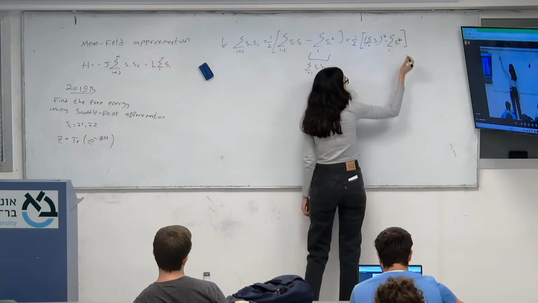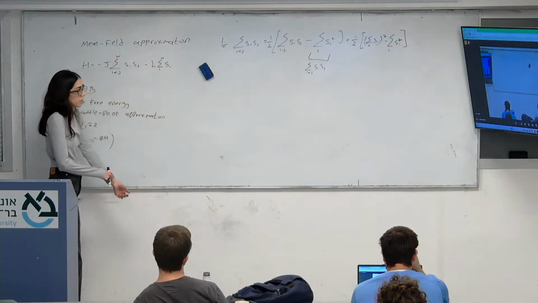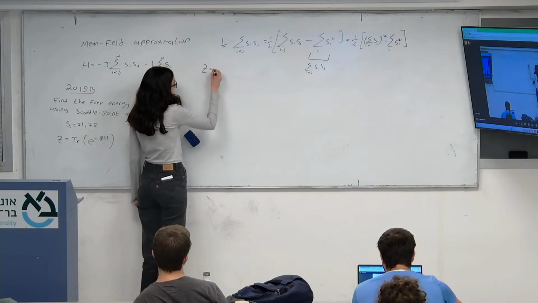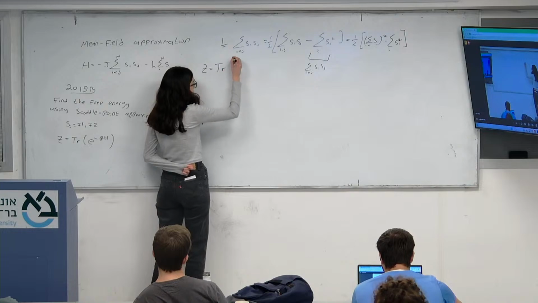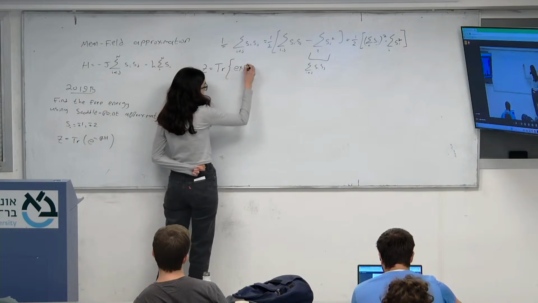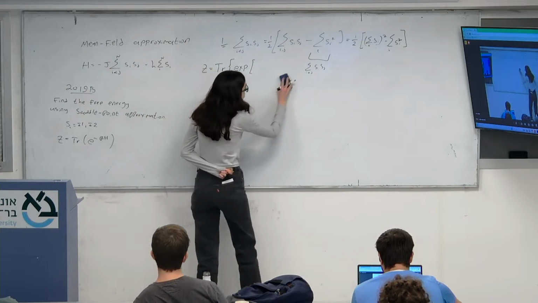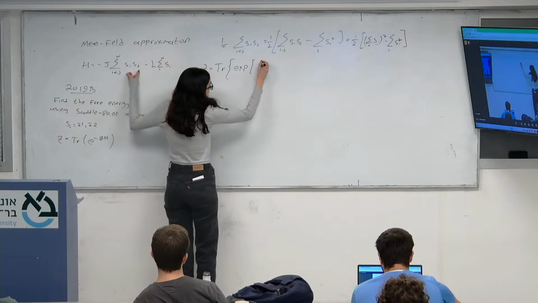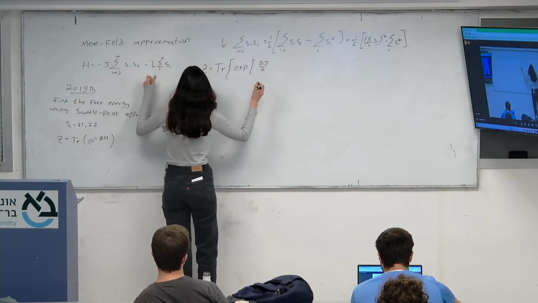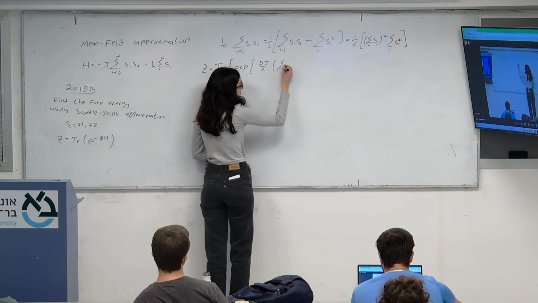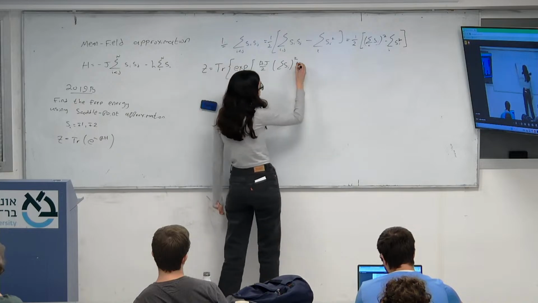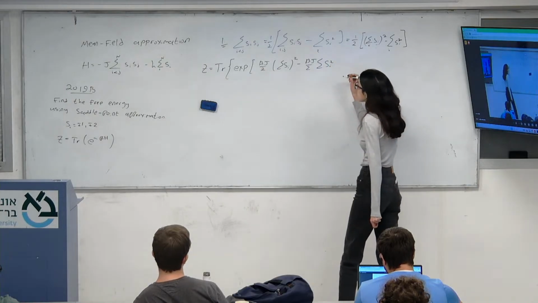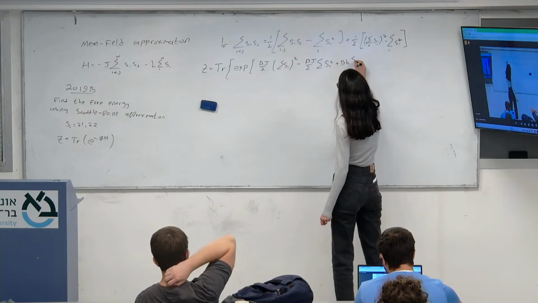So that's what we are left with. Okay, so now the partition function is equal to the trace of an exponent: I have the first expression, beta J over 2 times the square of the sum of Si, minus beta J over 2 times the sum of Si squared, plus beta h sum of Si.